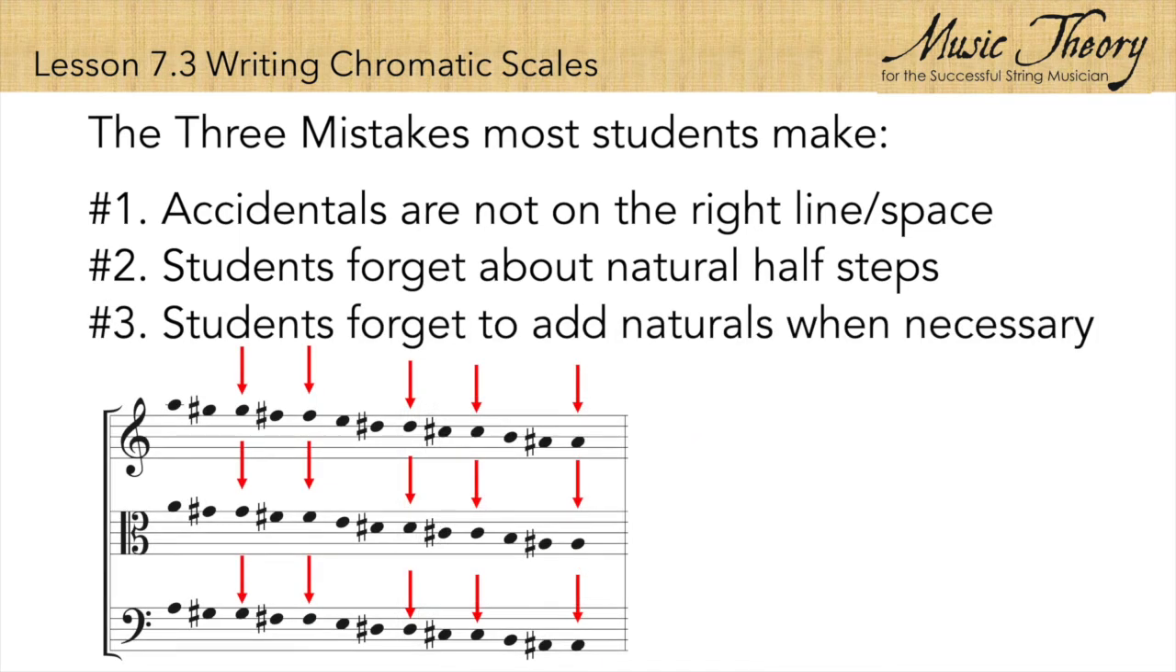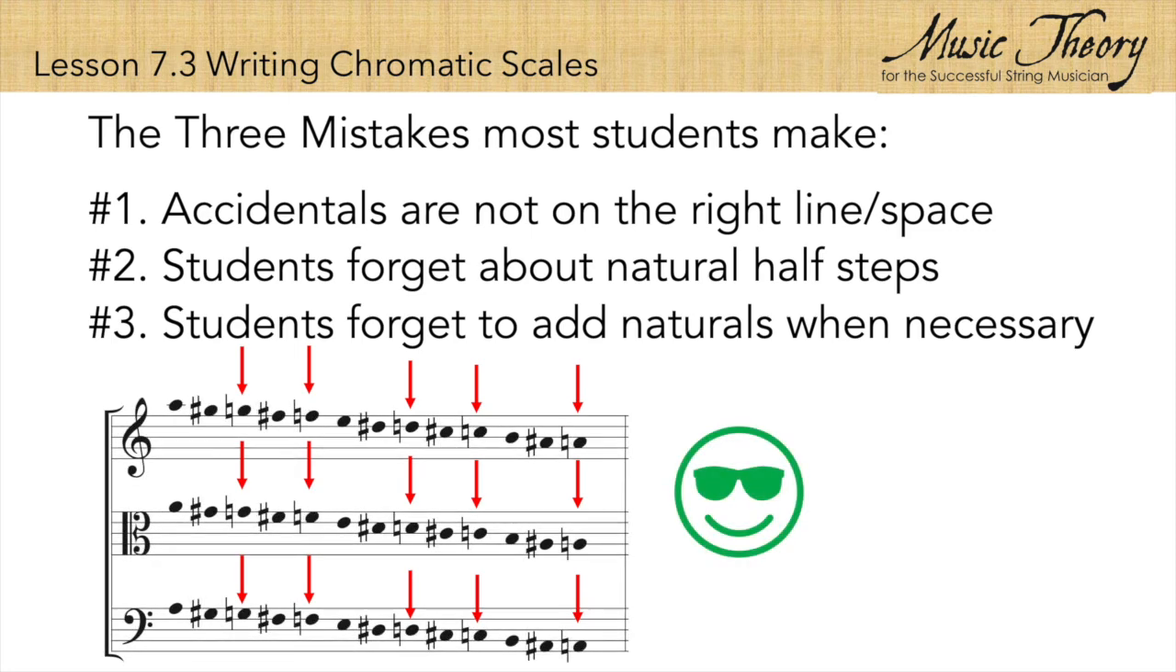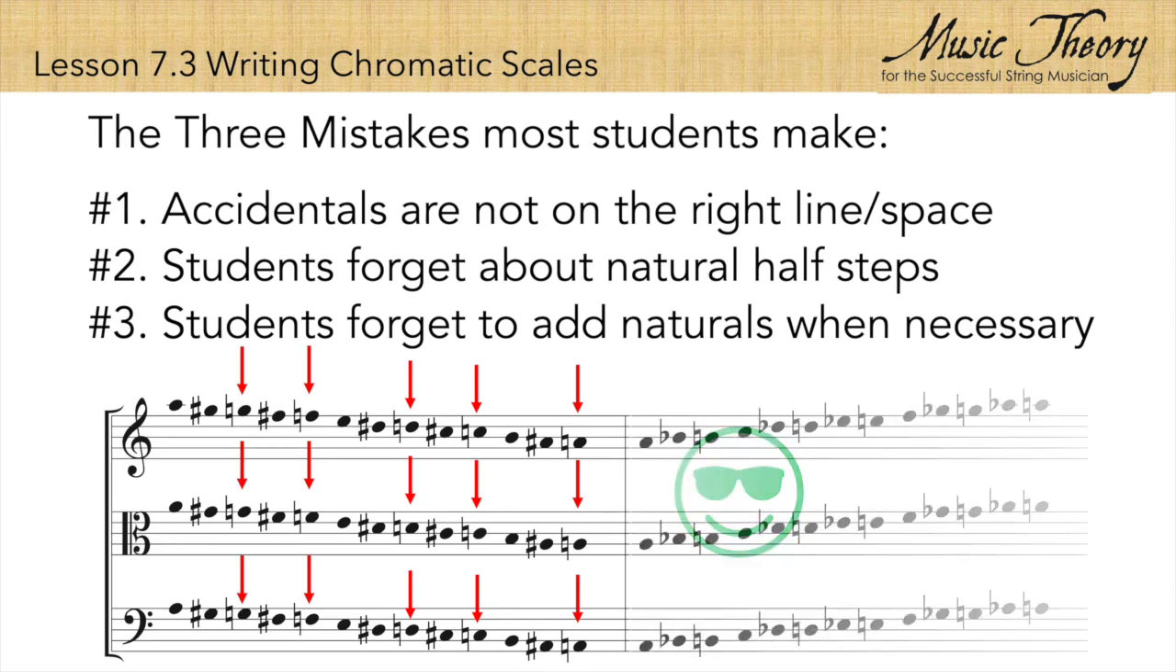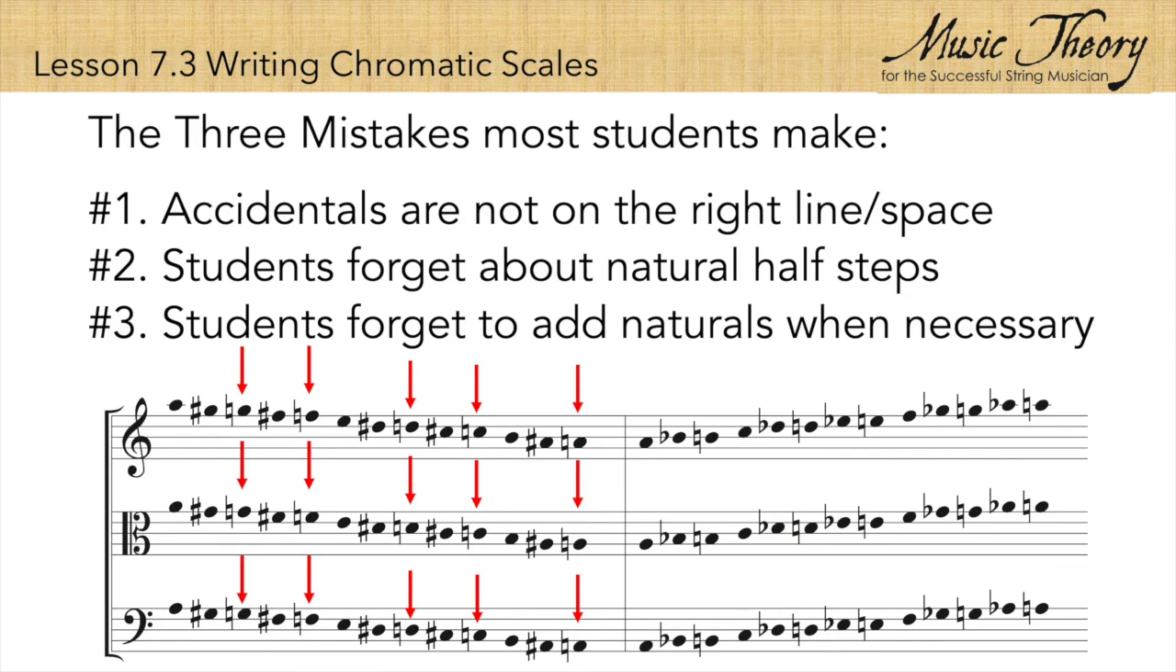The third mistake is that students forget to add naturals when necessary. Notice the third note would still be G sharp because there is no natural sign. Natural signs are required to make the notes natural in a descending scale with sharps, and also an ascending scale with flats.